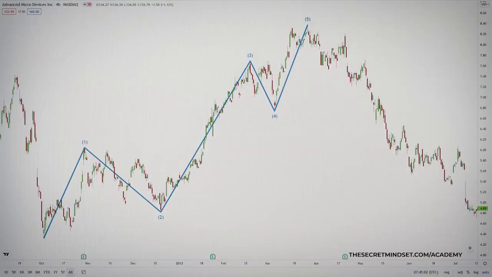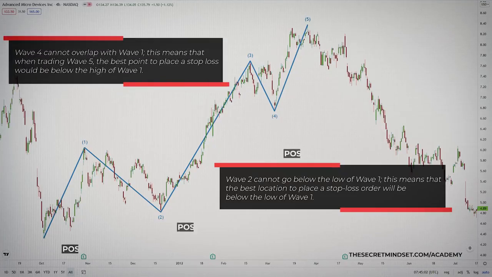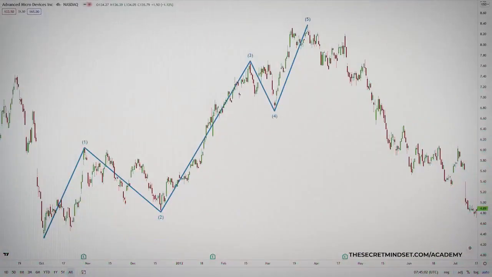For instance, when trading the third wave, you will know that wave 2 cannot go below the low of wave 1. This means that the best location to place a stop loss order will be below the low of wave 1. Or wave 4 cannot overlap with wave 1. This means that when trading wave 5, the best point to place a stop loss would be below the high of wave 1. The process is simple.